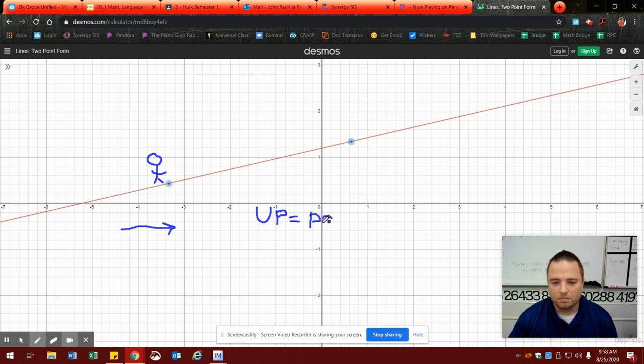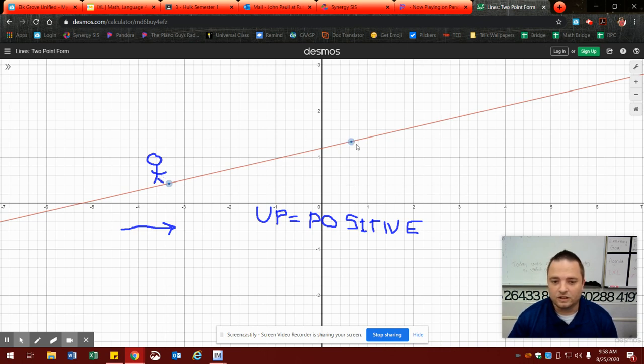Positive. Let me write this with a mouse. Positive. Not bad for a mouse, I think. Positive. Up is a positive slope. Okay? So if we take this guy right here and he decides to walk this direction, he's going to be walking up the slope.